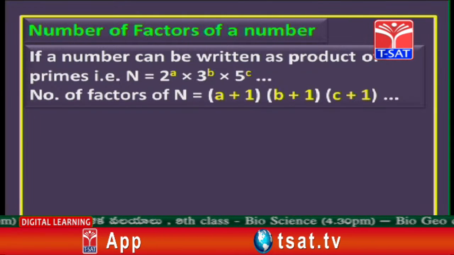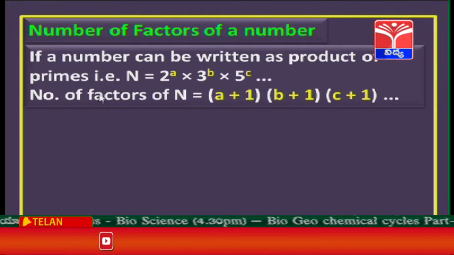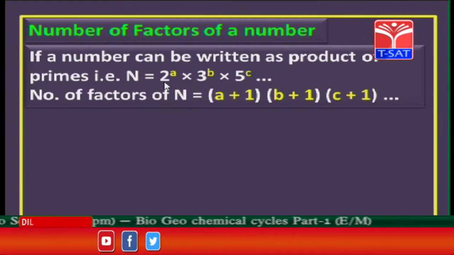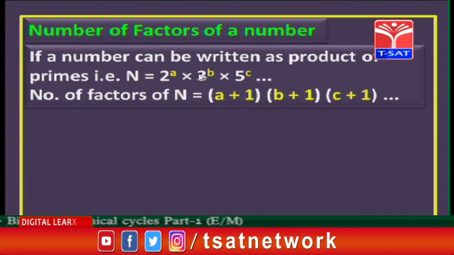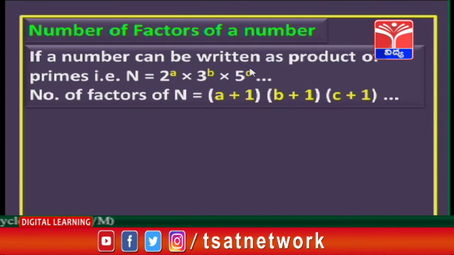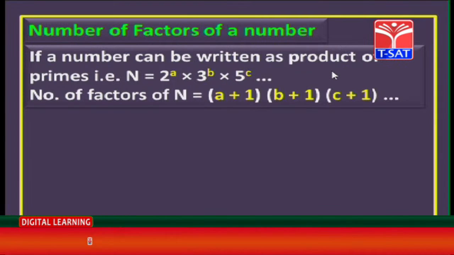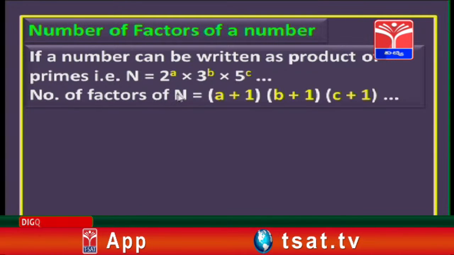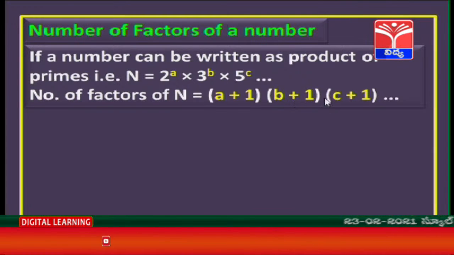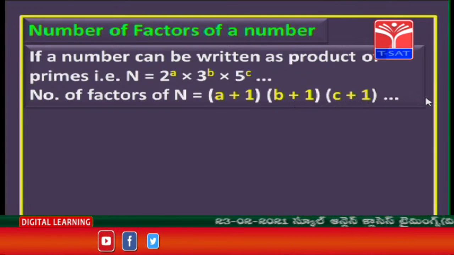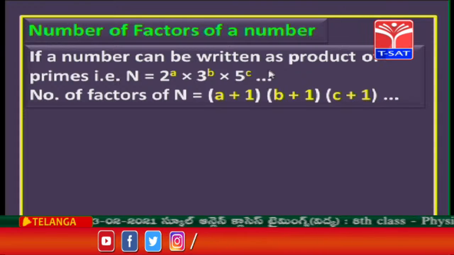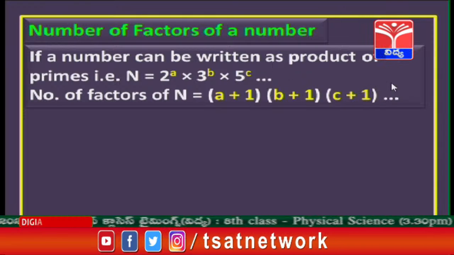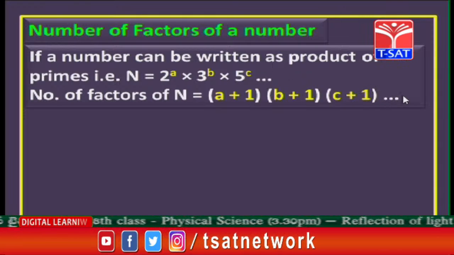Suppose a number n is written as the product of prime numbers, that is 2 to the power of a into 3 to the power of b into 5 to the power of c and so on. It can extend to any number of primes. Then the number of factors of n is given by (a plus 1) into (b plus 1) into (c plus 1) and so on. That means, if I have 7 to the power of d here, I get into (d plus 1) also, children. I hope you understood this.